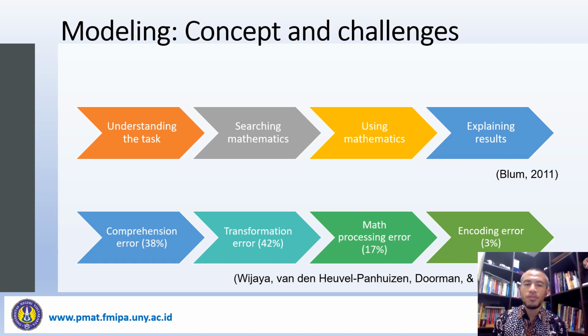Among the 4 types of errors, we found that transformation error was the majority. It means that many Indonesian students were struggling with identifying relevant mathematics concepts required to solve a contextual problem or real-world problem.